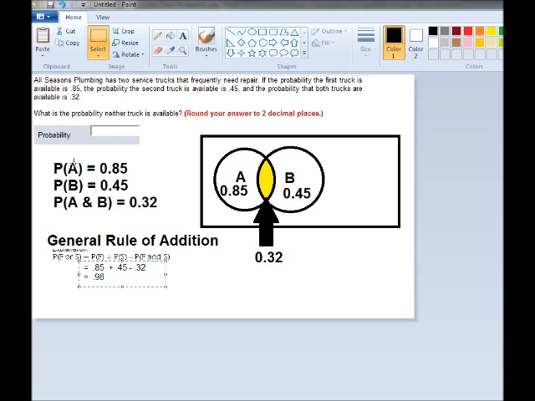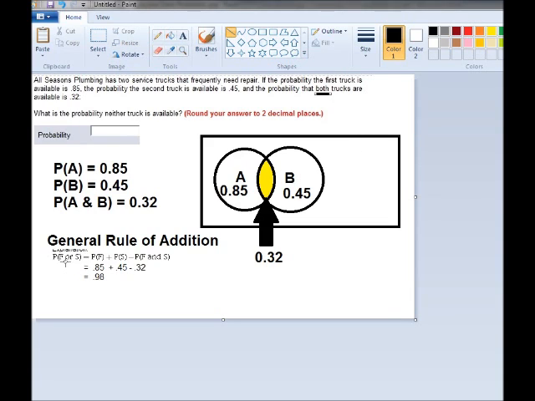I called it probability of A, they called it probability of F, but 0.85, the probability of the first truck, plus 0.45, the probability of the second truck, and then don't forget I need to subtract out the duplication that occurred when these two circles overlapped. How do I know they overlapped? Because there's a key word that I really want you to focus on, and that word is and. Is both. When you see things like both and, that is really, really key.